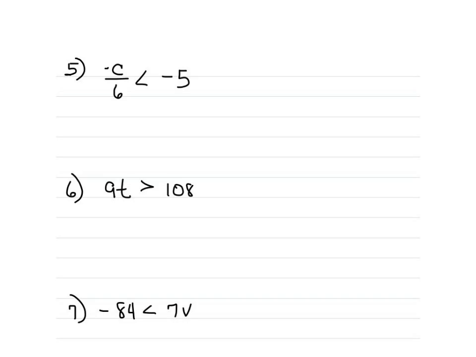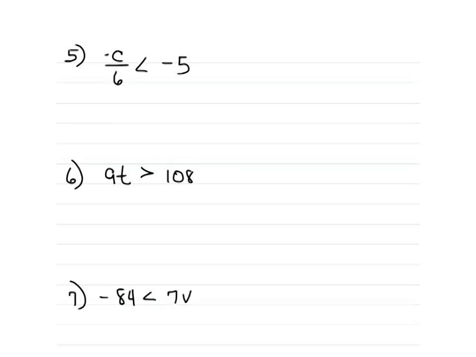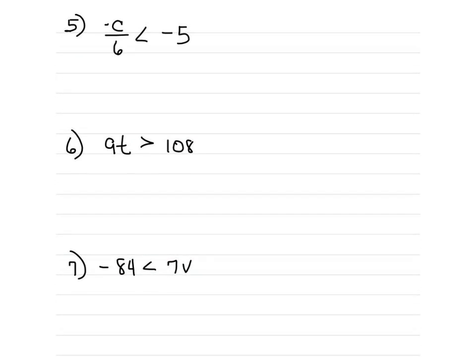Remember to keep your eye out for when we divide or multiply both sides by a negative, that we flip the inequality. Keep your eye out for that. All right, here we go. Number 5, negative c divided by 6 is less than negative 5. So my first step is going to be to multiply both sides by 6. I'm multiplying both sides by a positive 6, so I don't have to flip my inequality there.